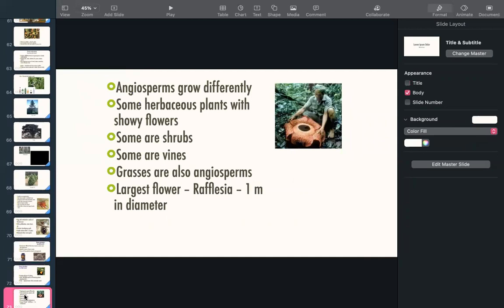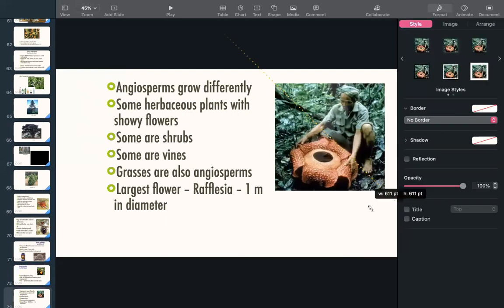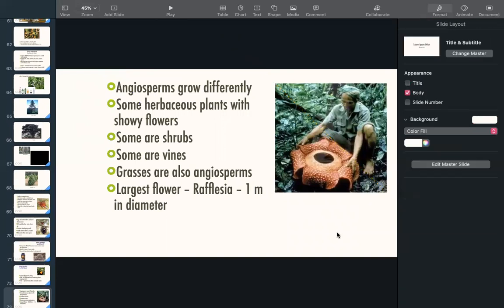Angiosperms grow differently. Some of them are herbaceous plants, herbaceous meaning they're not woody. So the stem is going to be green and flexible. They have really big showy flowers. This is a picture of Rafflesia. This is, I think, the largest flower in the world. It can get up to 1 meter.